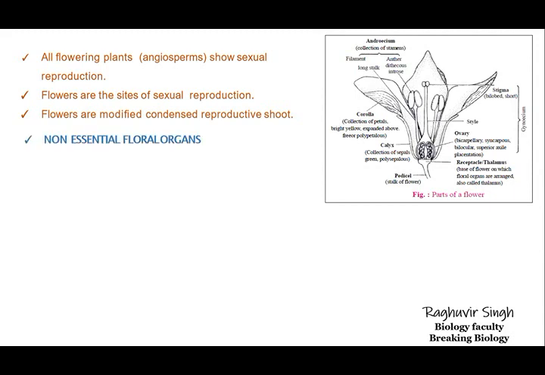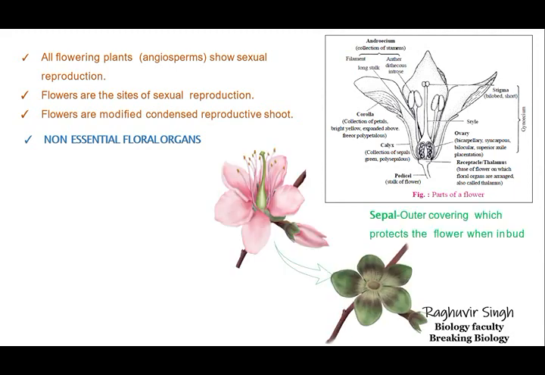Now coming to the non-essential floral organs. As I already told you, these non-essential floral organs are the parts of a flower that do not take part in reproduction. There are two non-essential whorls, the calyx and the corolla. Now coming to the first non-essential floral whorl, the calyx. I already discussed almost all of this in morphology, so I will just give you an overview.